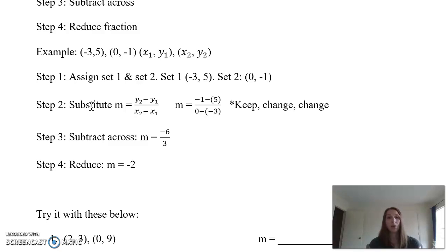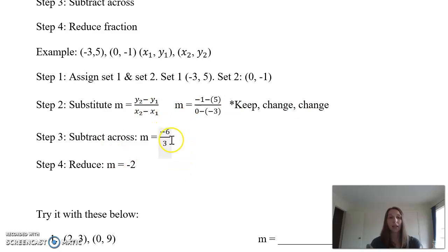Remember, in y equals mx plus b, m is the slope. That's why we are keeping the m. Okay, so then it says subtract across. So we have -1 minus 5. Keep, change. Keep -1, change subtraction to plus. Change your 5 to negative. Okay, so we have -1 plus -5. What's 5 plus 1? 6, and you just keep the negative sign there.